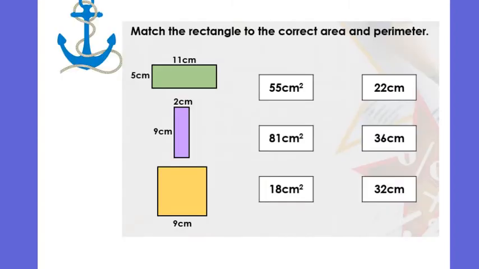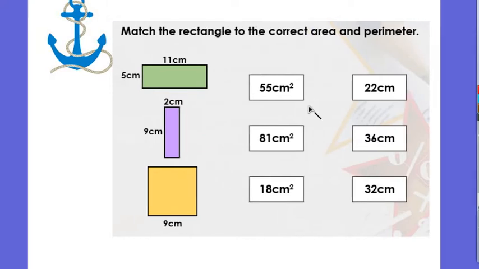So, our first anchor question: match the rectangle to the correct area and perimeter. To start with, our first clue is that we have squared here, so we know this is all area. These three measurements are all area, and these are the perimeters. So let's have a look.